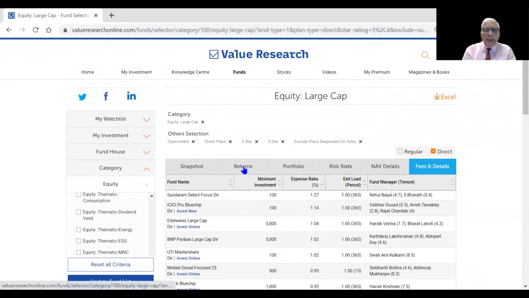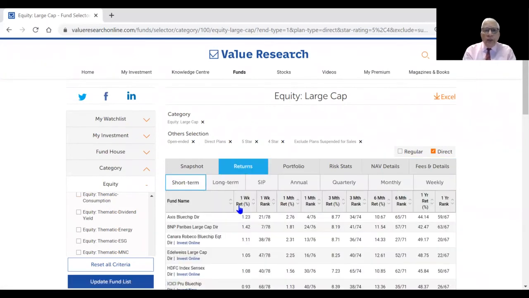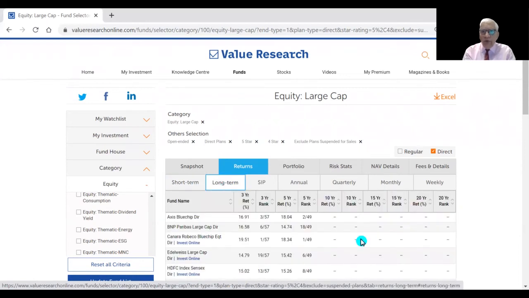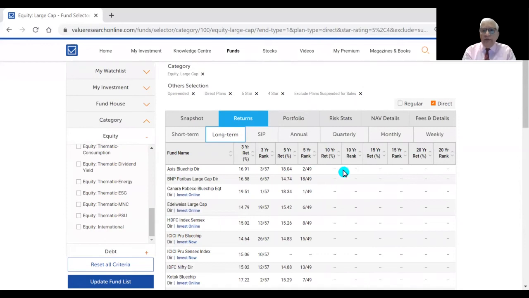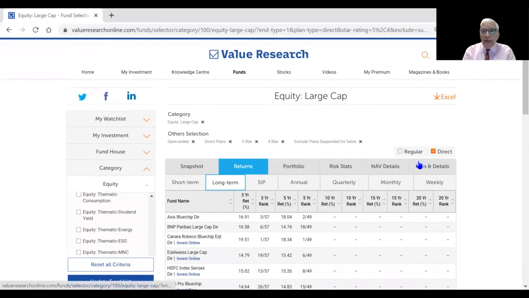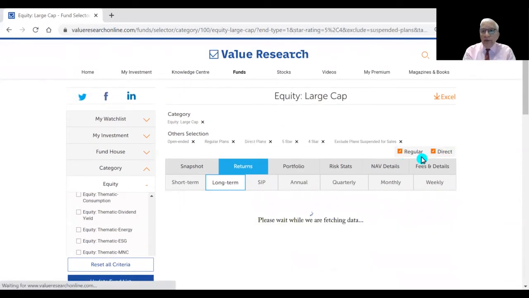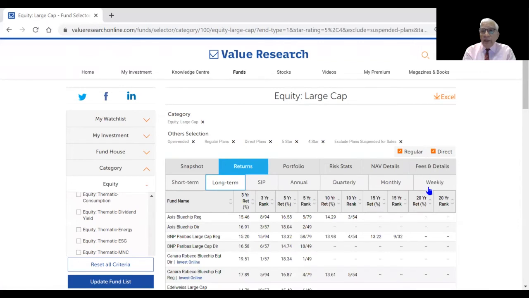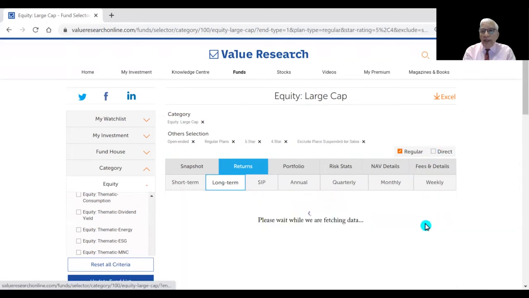And see, in the returns category also, you can go to short term, long term. Short term will give you a very short term picture, what has happened in 1 week or 1 month. That is not a correct parameter for judging the performance of a mutual fund. For example, if you are a very long term investor, I should click on this. There are no funds in the direct plan over 10 years.